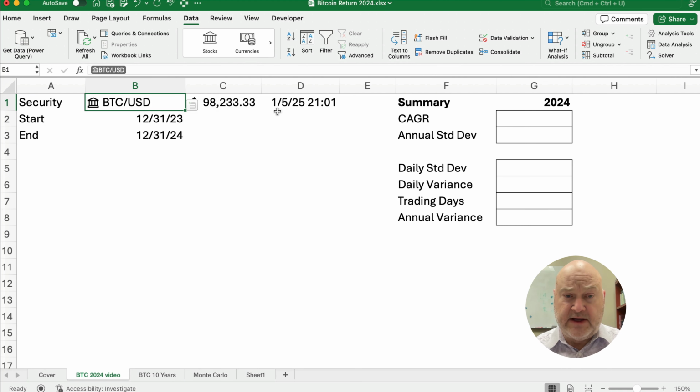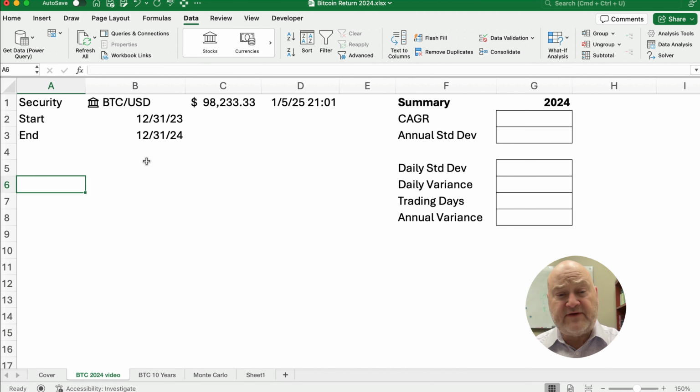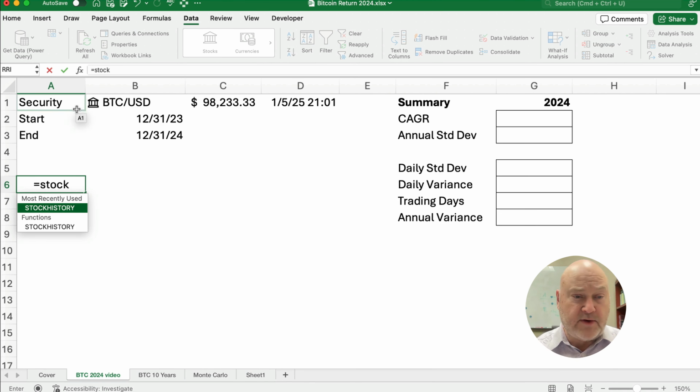So here I'm on January the 5th, so just a couple of days after December 31st. So right now, here is the stock price, not the stock price, but the Bitcoin price of 98,233. All right, so what we can do is we can pull the stock history. We can pull the stock history on this, and so it'll give us the price. This function is stock history, which pulls stock prices, but it also can pull Bitcoin prices.